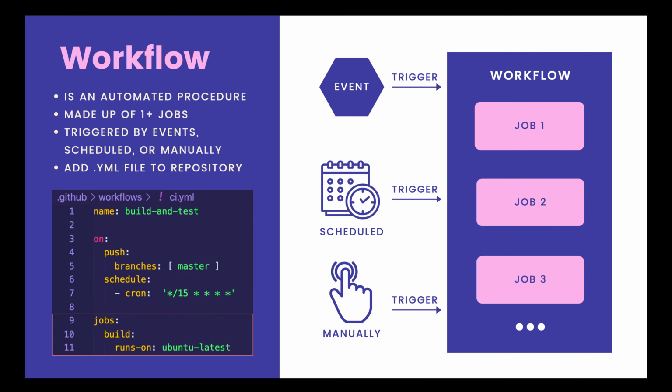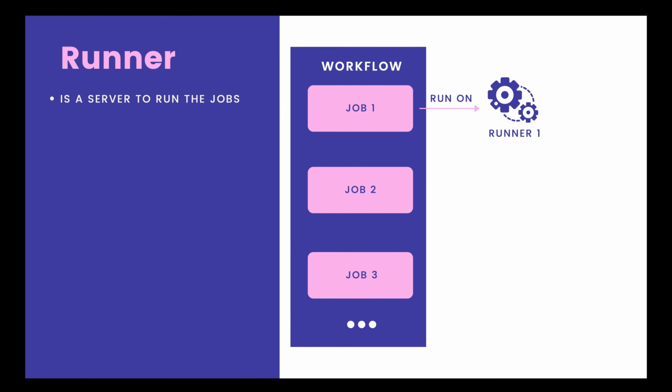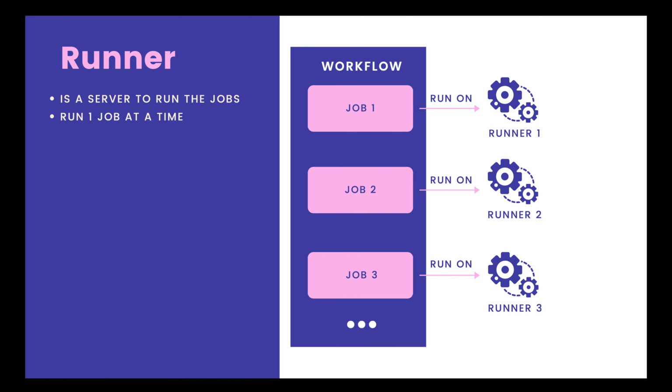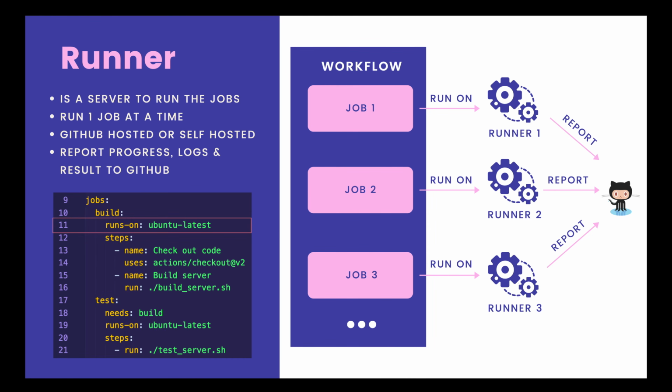Then we define the list of jobs to run in this section of the workflow YAML file. In order to run the jobs, we must specify a runner for each of them. A runner is simply a server that listens for available jobs, and it will run only one job at a time. We can use GitHub hosted runner directly or specify our own self-hosted runner. The runners will run the jobs, then report their progress, logs, and results back to GitHub, so we can easily check it on the UI of the repository. We use a run-on keyword to specify the runner we want to use. In this example workflow, we're using GitHub's hosted runner for Ubuntu's latest version.